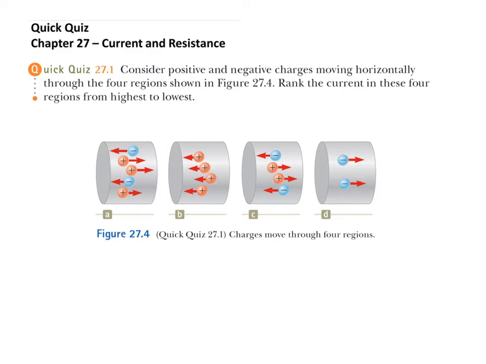Quick quiz, chapter 27, current and resistance. Consider positive and negative charges moving horizontally through the four regions shown in figure 27.4. Rank the current in these four regions from highest to lowest. Now, current is the flow of charge. So the more charge that flows, the more current generally.